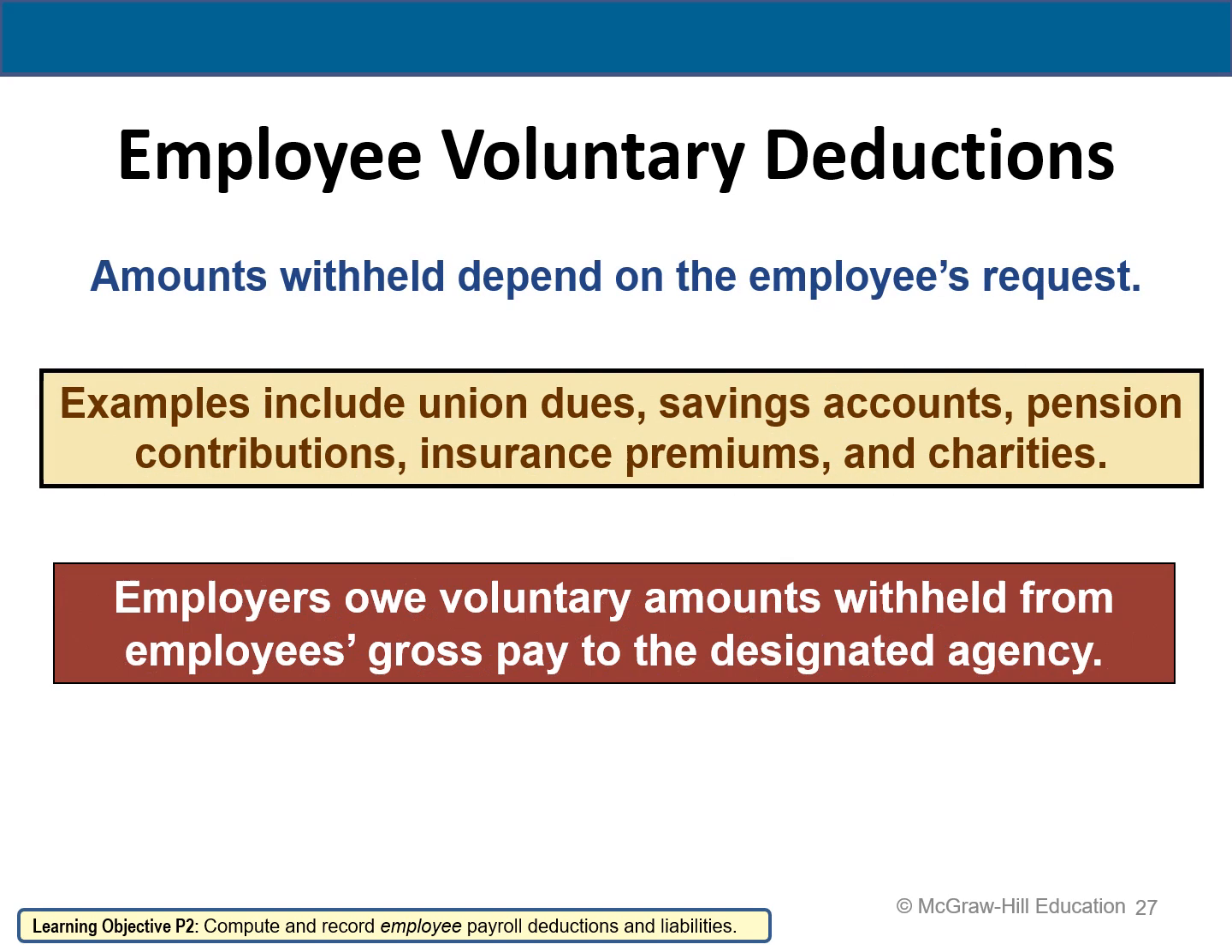All right, so then you also have this section called employee voluntary deductions. So this is things like union dues, savings accounts, pension contributions, 401k contributions, insurance premiums, and any charitable contributions, right? So those are basically up to the employee to have withheld or not have withheld, okay?